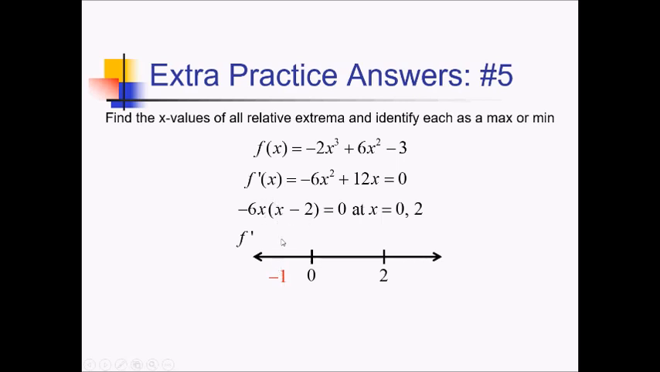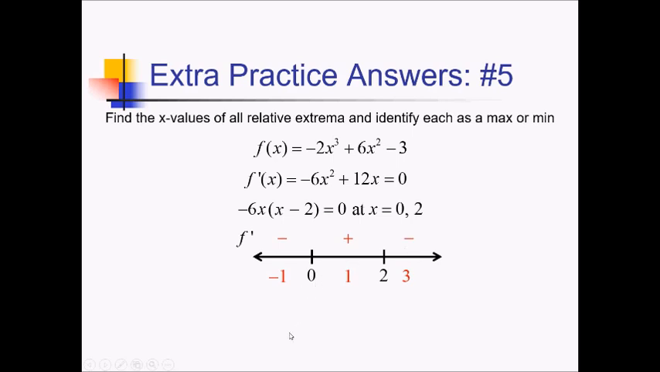So plugging in -1, that gives me a positive times a negative, which is negative. And then plugging in something between 0 and 2, like 1, that's a negative times another negative, which is positive. And bigger than 2, let's use 3. That's a negative times a positive, which is negative.